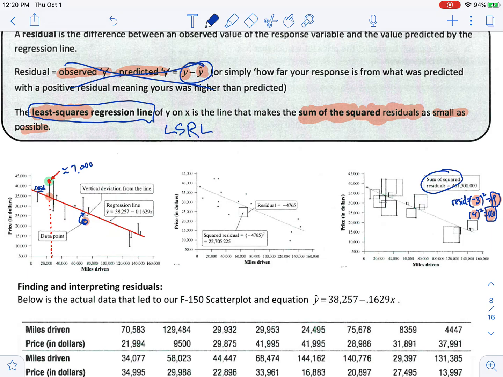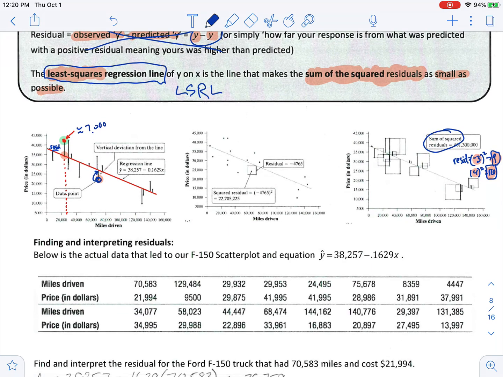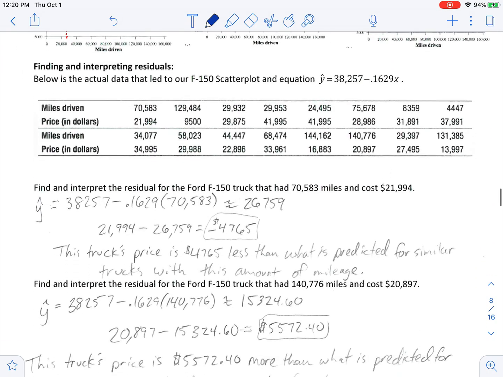Do you have to do it by hand? No. Do you need to understand how it's happening? Yes. Understanding how it's happening gives you a better understanding of what a line of best fit or least squares regression line actually is. Okay? Cool.